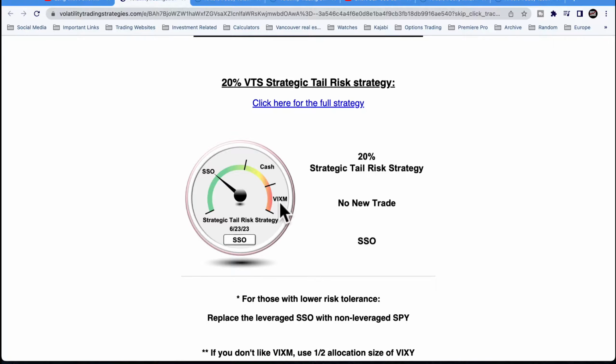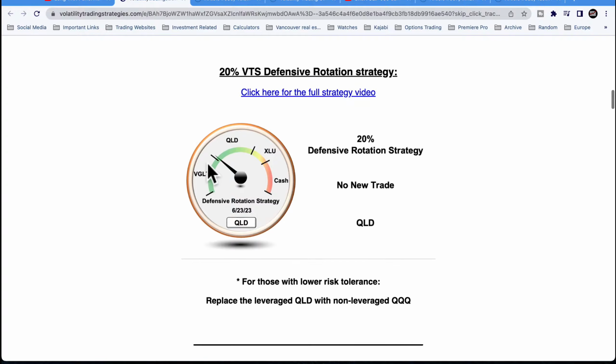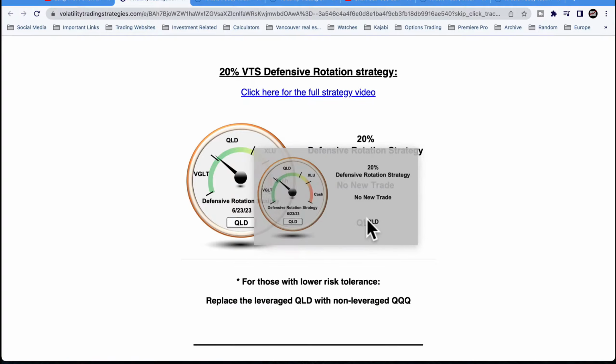It's a very slow moving product. But we will use the SSO, we will use the DDM. These are 2 times leveraged products. Now I do, of course, highlight directly that if you have lower risk tolerance, everything in the VTS works just fine without leverage. It's just, of course, a little bit slower, right? But hopefully my timing signals are good enough that we can use the 2 times.